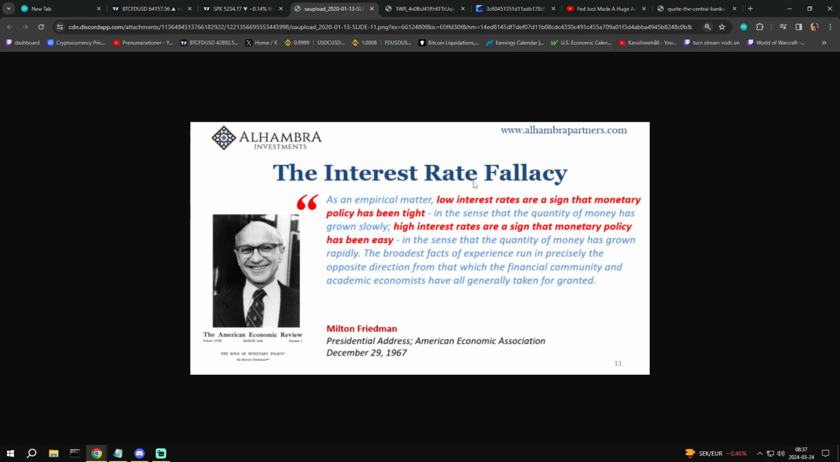So there's an interest rate fallacy. As an empirical matter, low interest rates are a sign that monetary policy has been too tight, in the sense that the quantity of money has grown slowly. High interest rates are a sign that the monetary policy has been easy, in the sense that the quantity of money has grown rapidly. The broadest facts of experience run in precisely opposite direction from that which the financial community and academic economists have all generally taken for granted.